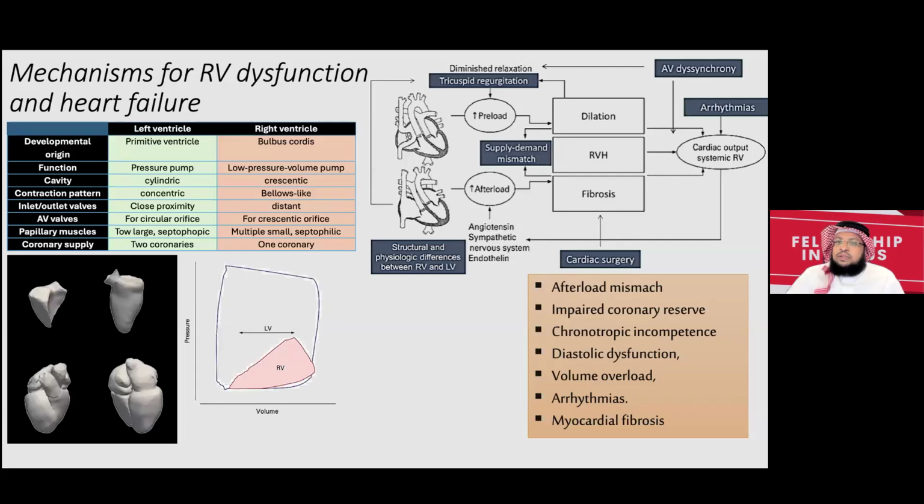There will be tricuspid regurgitation, and this will lead to increased volume in the preload. All these will trigger arrhythmias and lead to diastolic dysfunction, and eventually to fibrosis of the right ventricular muscles and failure. So every right ventricle will fail definitely. And if we catch those patients in time, they may benefit from heart transplantation.